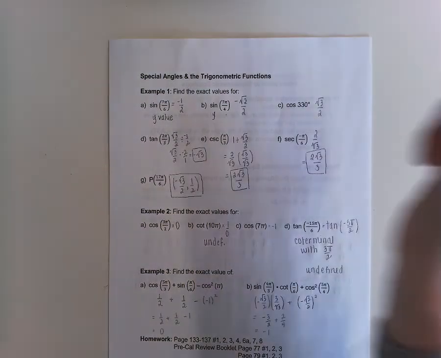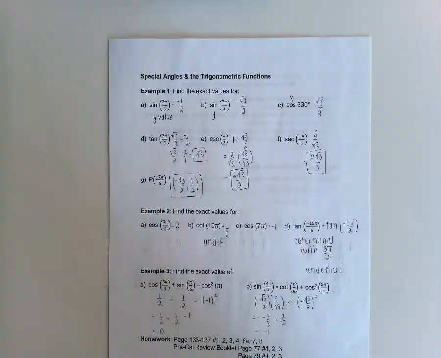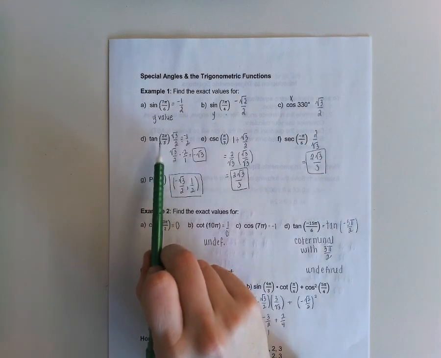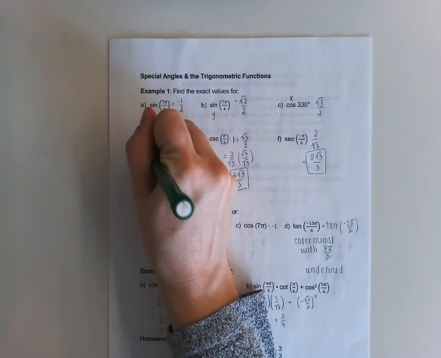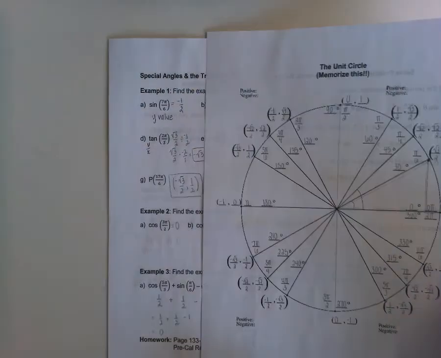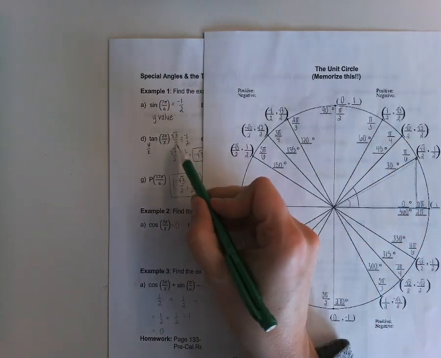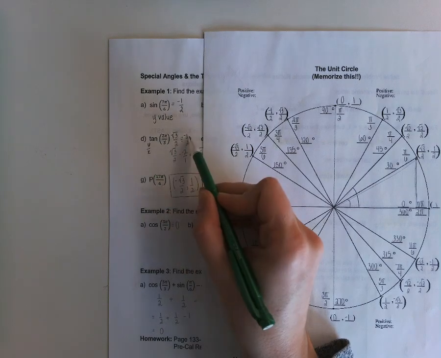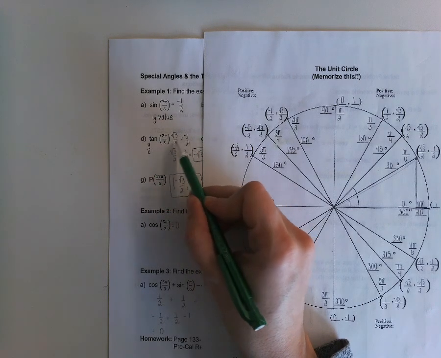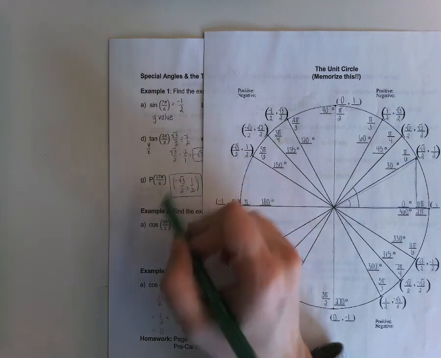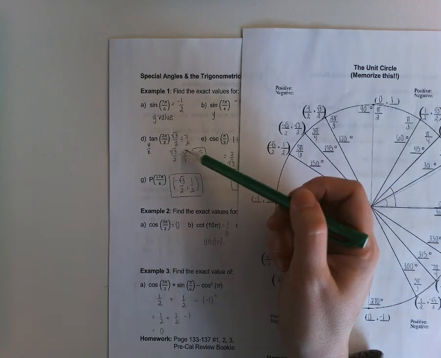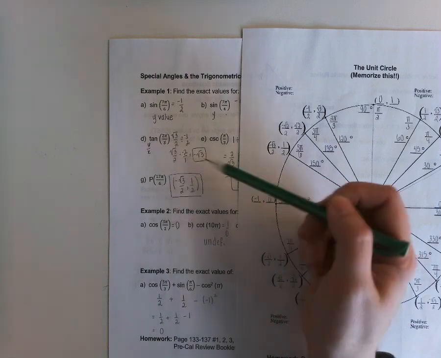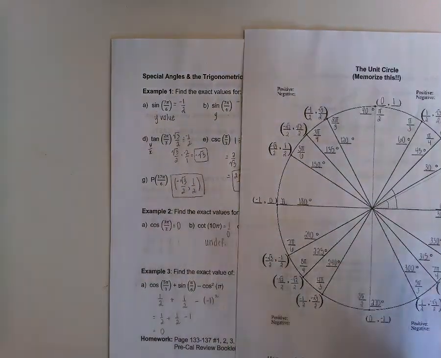Cosine at 330 degrees means the x value at 330 degrees, which is root 3 over 2. Tan of 2 pi over 3, remember tan is y over x. So at 2 pi over 3, the y value is root 3 over 2, and the x value is negative 1 over 2. You need to divide those two, y divided by x. To do that, remember when you're dividing fractions, you flip and multiply, and you end up with negative 2 root 3 over 2, which simplifies to just negative root 3.